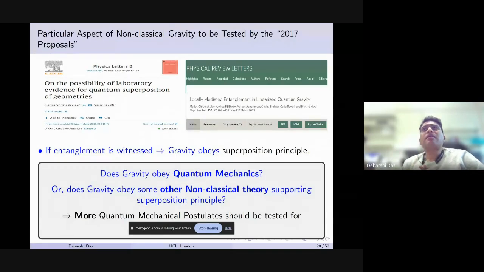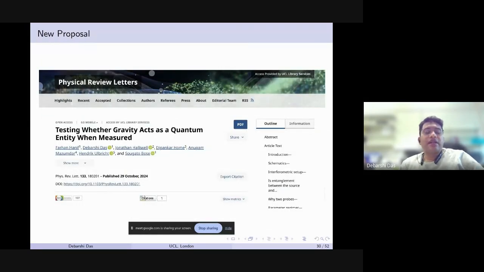Because there may be some non-classical theory that we may not know to date, where superposition is a part, but which is different from quantum mechanics. So if this experiment becomes successful, then this question remains whether gravity is quantum or whether gravity obeys some other non-classical theory that supports the superposition principle. So in order to deal with such questions, more and more quantum mechanical postulates should be tested for gravity. So in order to answer this question, we have recently proposed another new experiment.